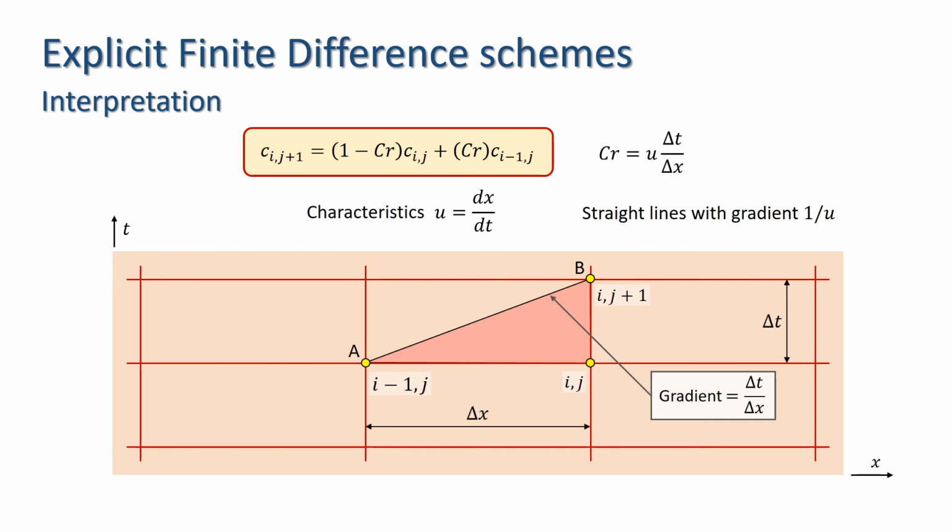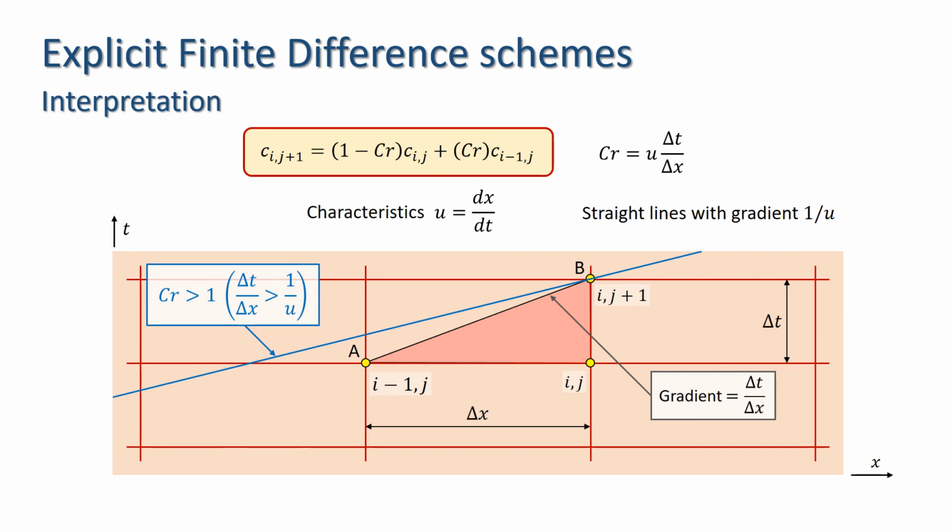Consider the case where the Courant number is greater than 1. In this case, delta t over delta x is greater than 1/u. This means that the gradient of the characteristic is shallower than the gradient of AB, and thus the characteristic doesn't pass through the domain of dependence. This case corresponds to the examples in which we saw instability in the model runs.